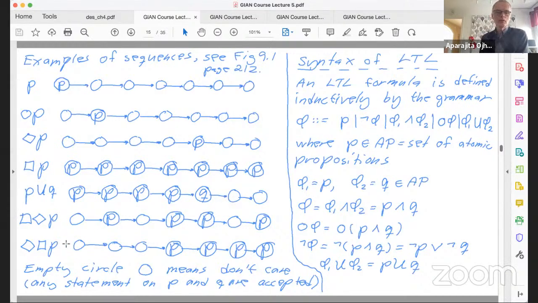The opposite order, eventually always P. To me that sounds much easier to understand. After some time instances, you have always P. That means that P must be true for every time instance. Empty circle means don't care. Any statement on P and Q is accepted.